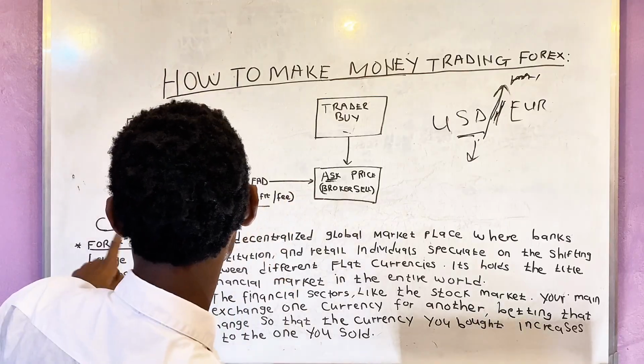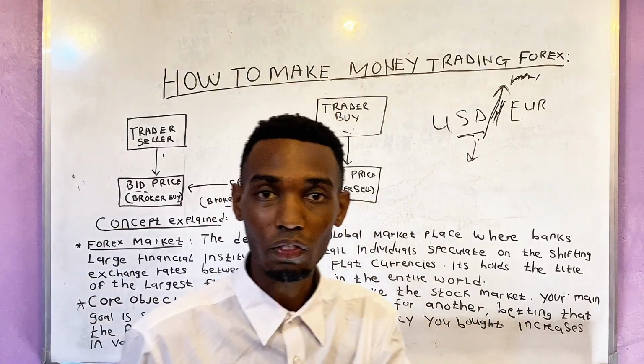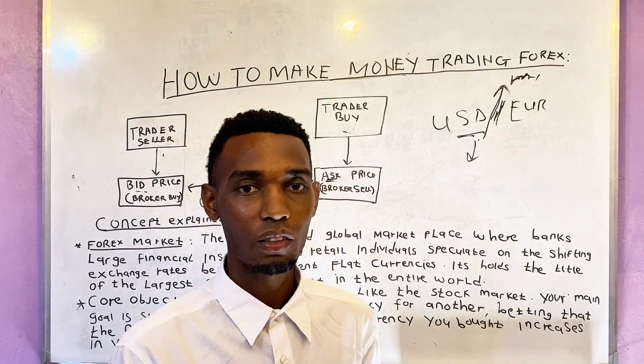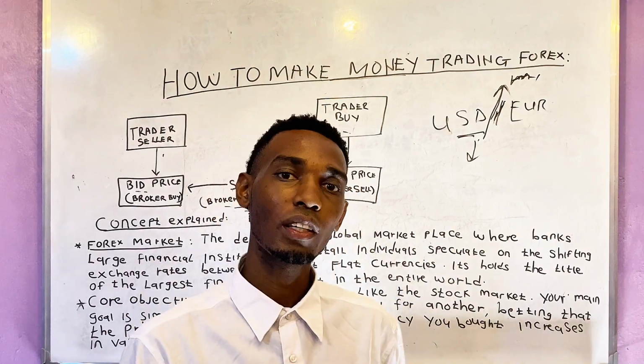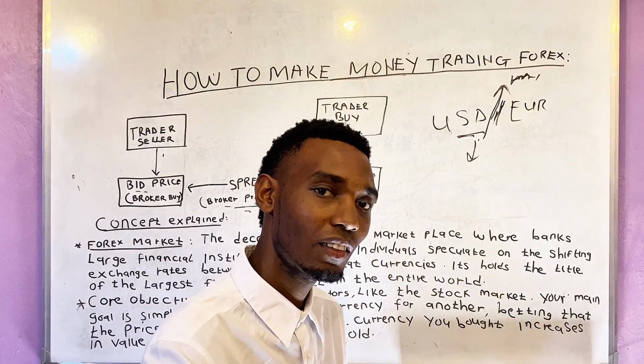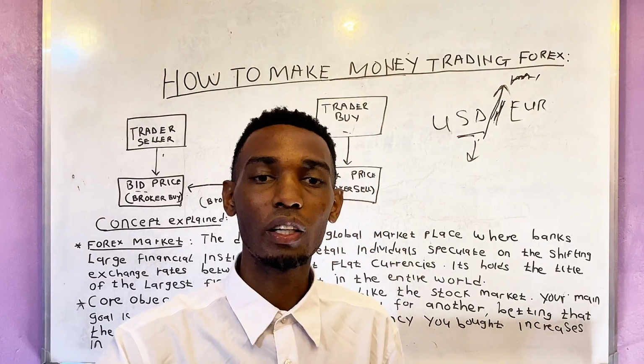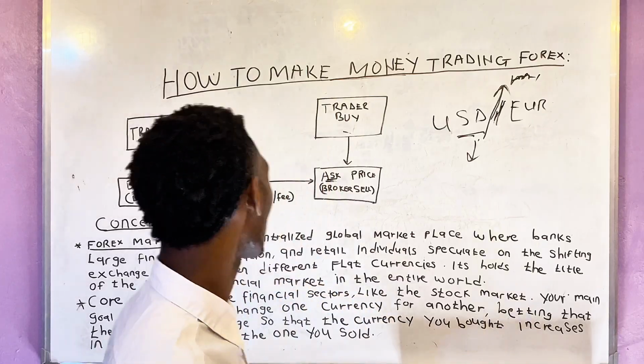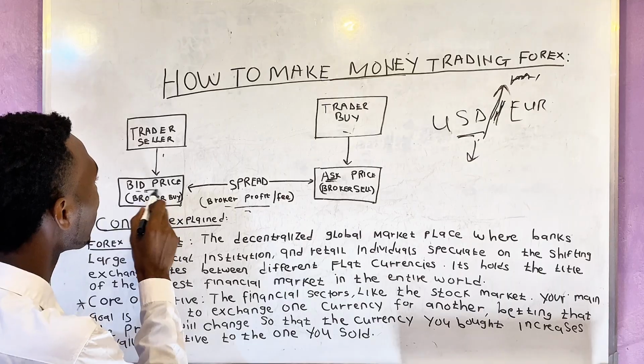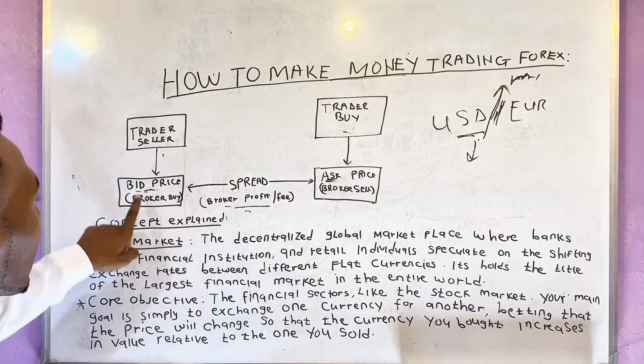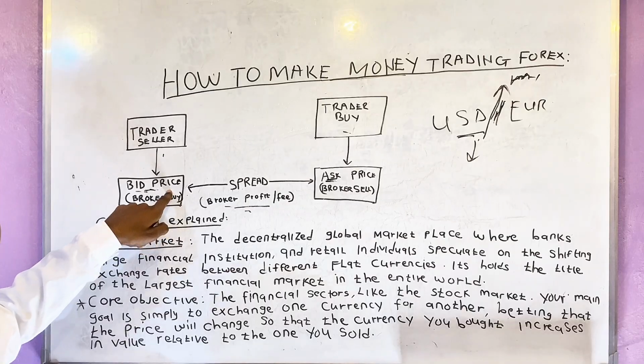And the other thing, the broker himself will buy from you. That one is selling from you, so that he can buy and sell from you. That's what we call the bid price. The trader sells, the broker buys.